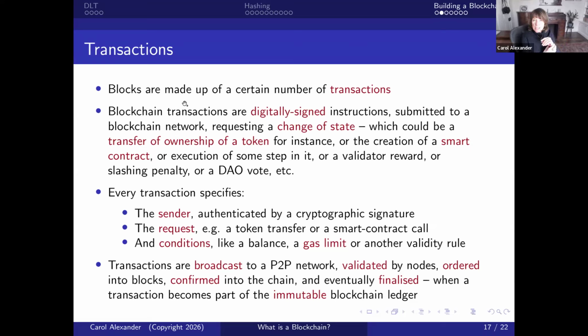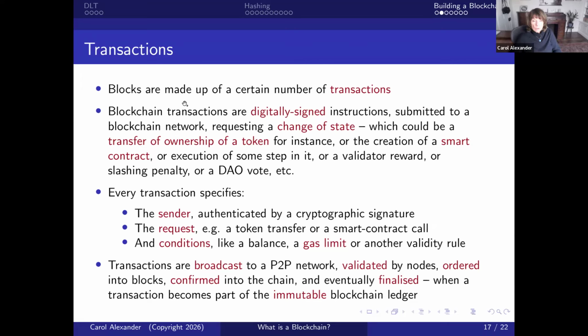So it could be an execution of a step in a smart contract, or what we might call a smart contract call. It could be the reward for adding a block to the chain. It could be a penalty for misbehaving and not behaving according to the blockchain protocol. Or it could be a vote in a decentralized autonomous organization. It could be a vote in a consensus mechanism for the witness that you want to produce the next block in delegated proof of stake. I mean, I could go on. There are so many transactions.